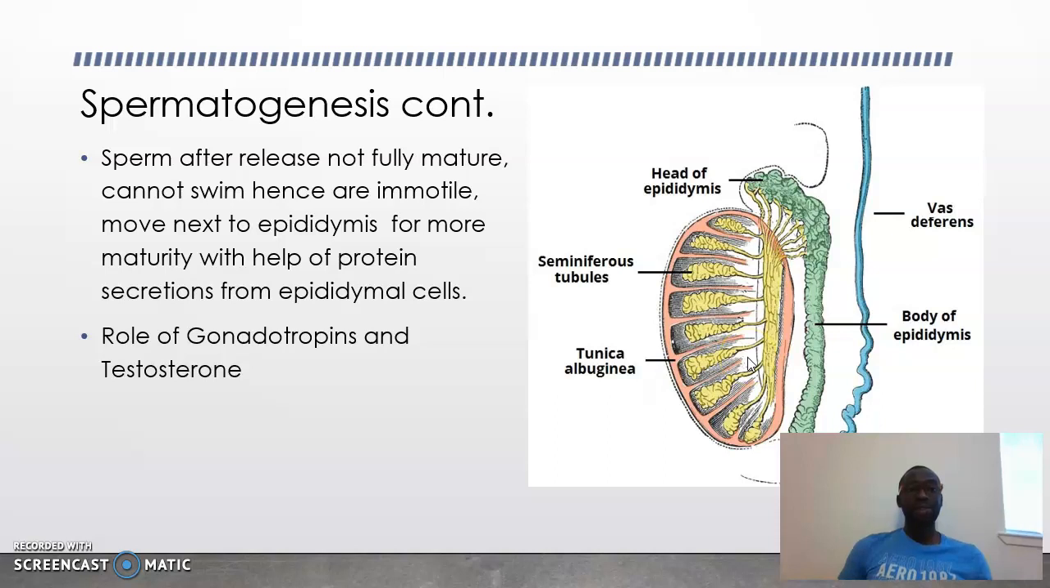To continue with spermatogenesis, after the sperms are released, they are not mature and are immotile. So they move towards the epididymis for more maturity, with the help of protein secretion from epididymal cells, and for nourishment. As we can see, this is the epididymis over here, and the vas deferens. The tunica albuginea is this shell over here that encloses the seminiferous tubules.